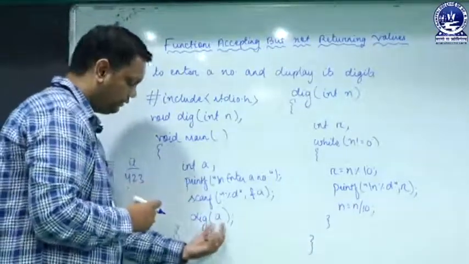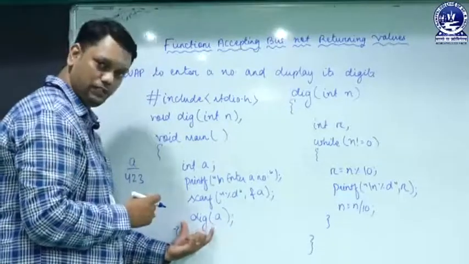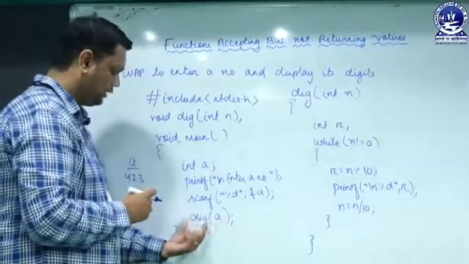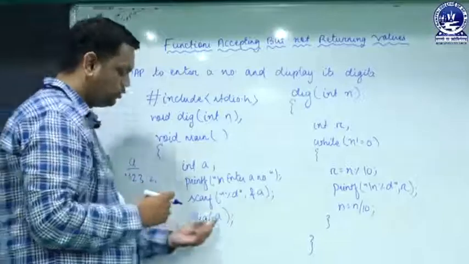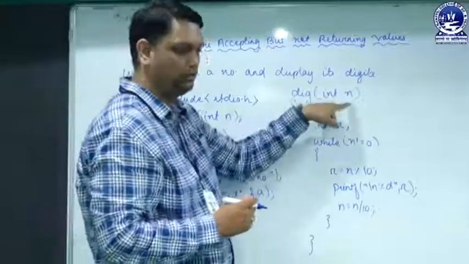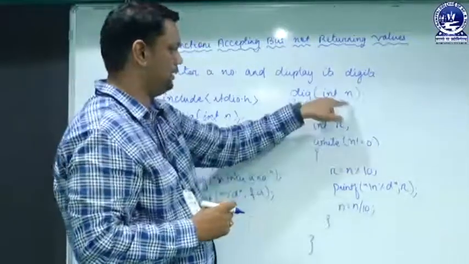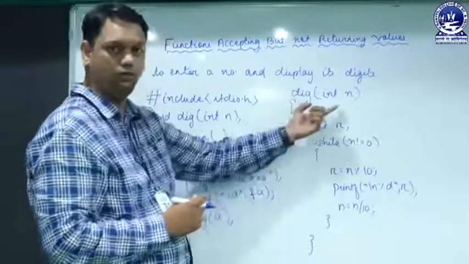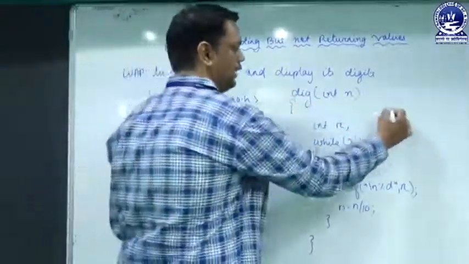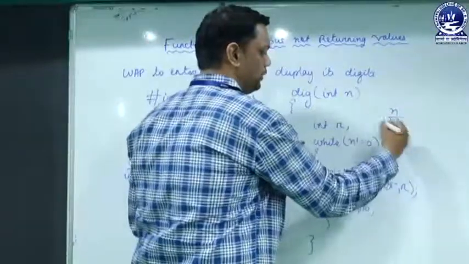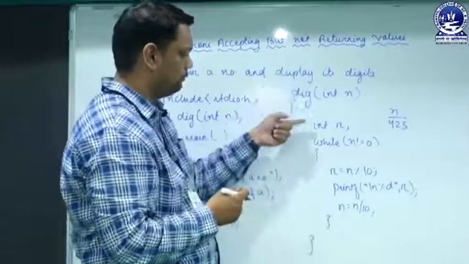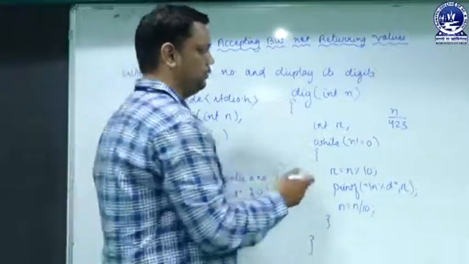Now the value of a will be passed to the dig function. So dig will pass 423. So 423 will be received by the variable n. So n is responsible for holding the value of a. So let us say n will have the value 423. Now it will come over here and it will take another variable, let us say r.